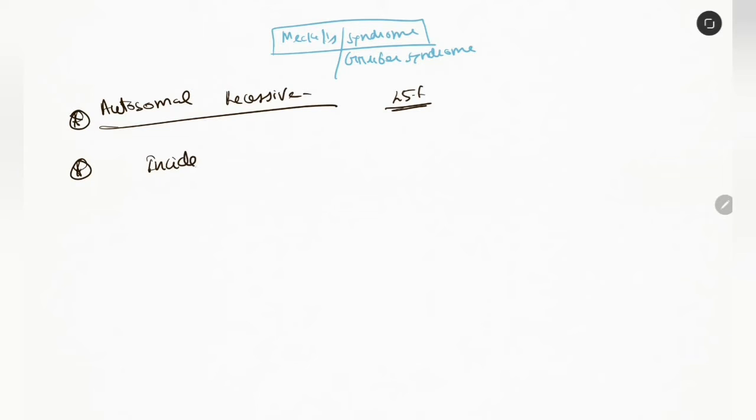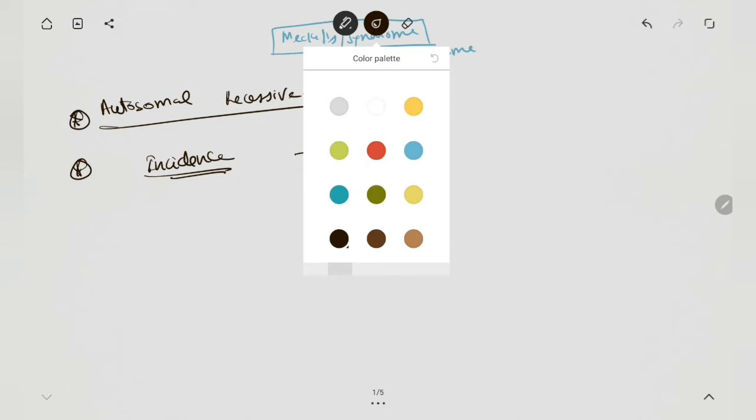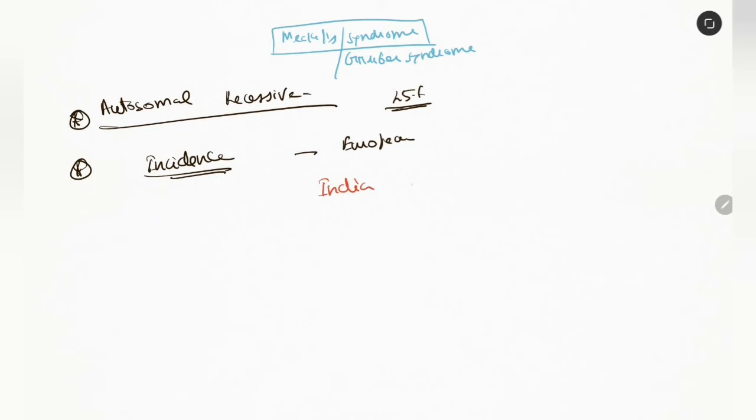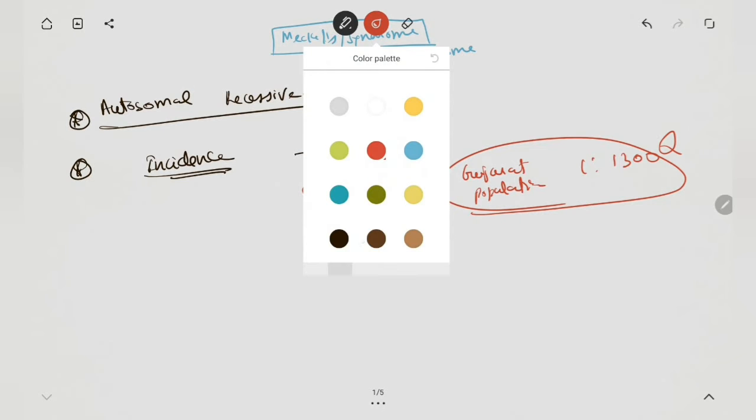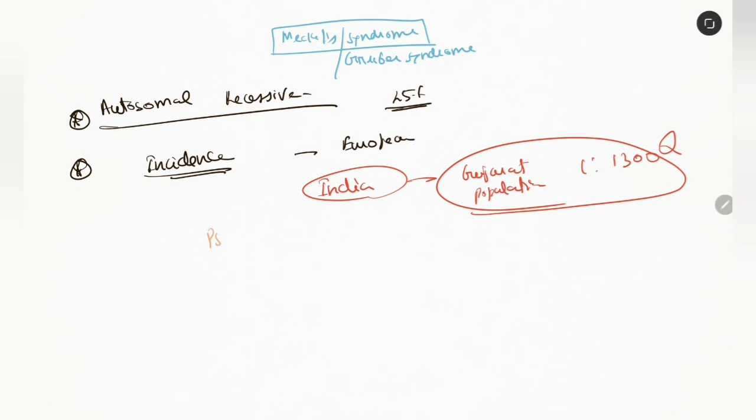Moving on to incidence, it's more common in European countries. The interesting part, and the relevance of the topic, lies in that it is seen in parts of India, more commonly in the Gujarat population, with an incidence of 1:2300. It is also called pseudotrisomy 13 because it has some similar clinical features of the trisomy 13 syndrome. Hence, it is called pseudotrisomy 13.